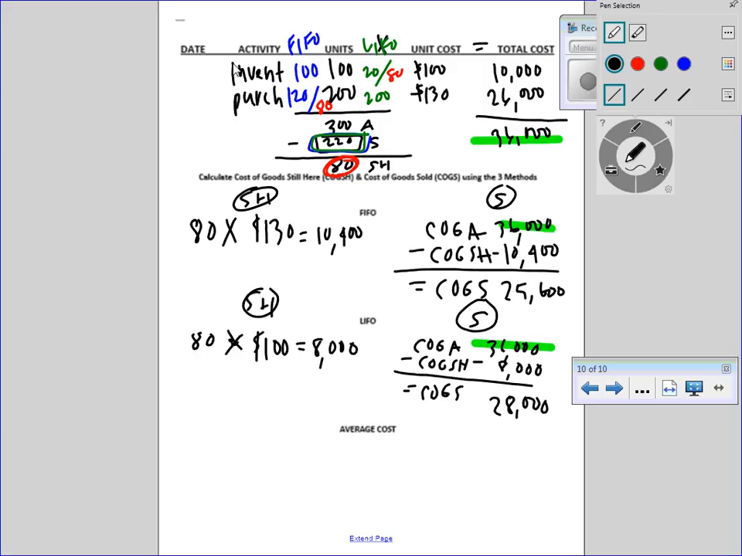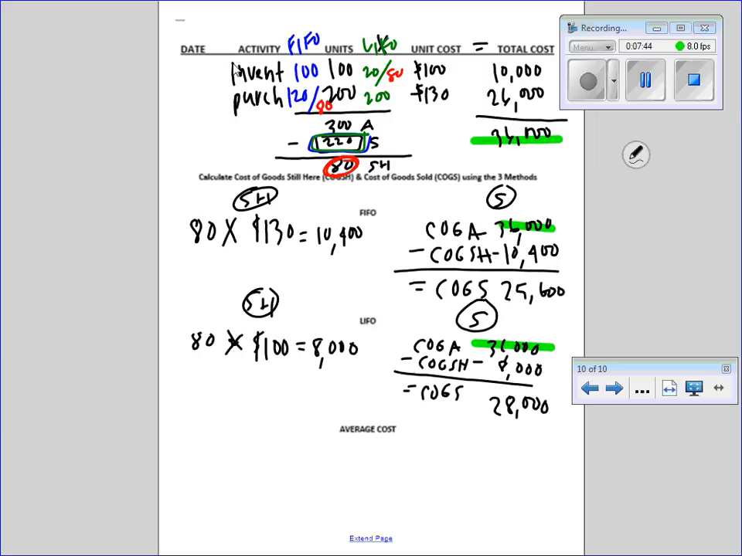Why such a rise in cost of goods sold? Why has cost of goods sold jumped to $28,000? Before it was only $25,006. Why do we see such an increase? What are we selling? Are we selling the cheap stuff or the expensive stuff? But from Uncle Sam's perspective, is that going to bring down what we owe in taxes? It is, because less net income means we're not making as much money.